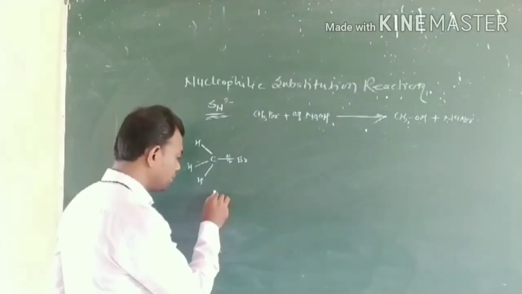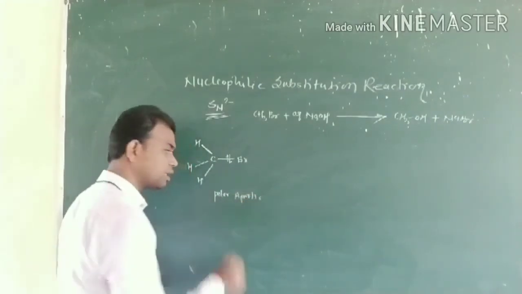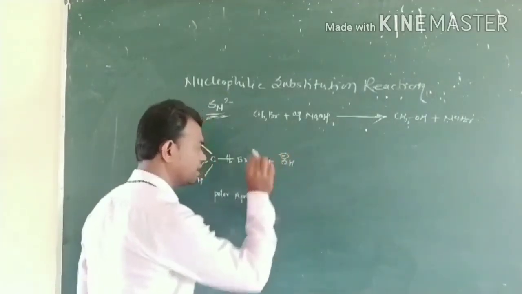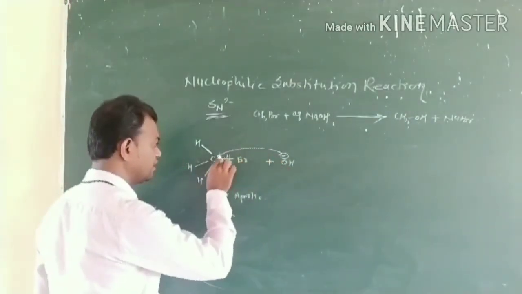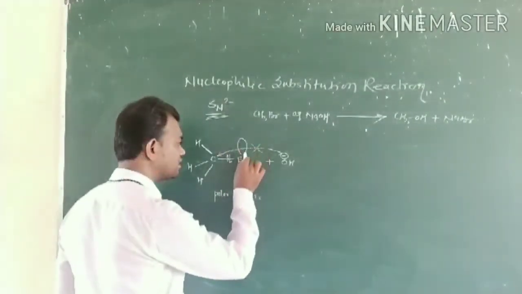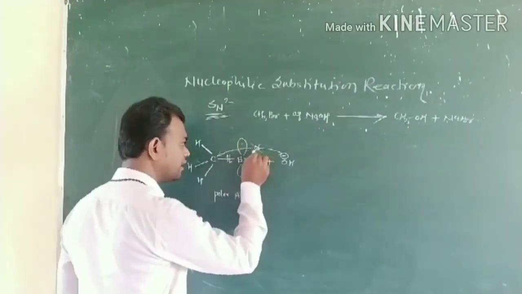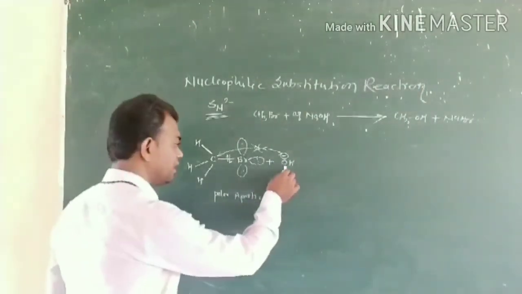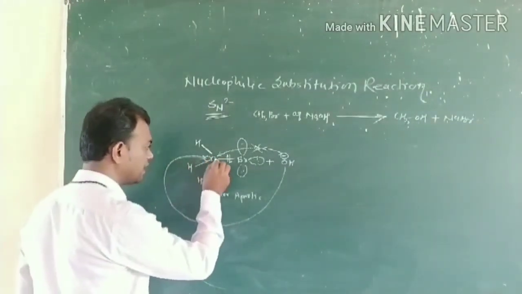Here the polar aprotic solvent is used, and the nucleophile is OH negative. When it tries to attack from the front side, it is not possible, because the bromine atom carries 3 lone pairs of electrons that repel the incoming nucleophile. So that's why the nucleophile attacks from the back side of that C-Br bond.